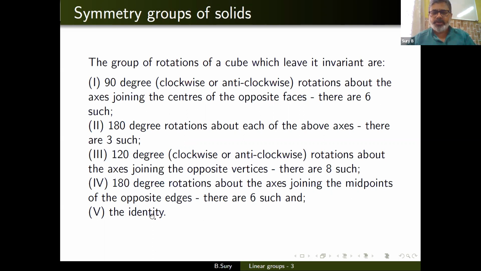Then the 180-degree rotation about the axis joining the midpoints of opposite edges. There are again 6 of them. And then, of course, the identity is there. So counting such things is quite difficult usually if you have more complicated figures; for the cube, this is it.